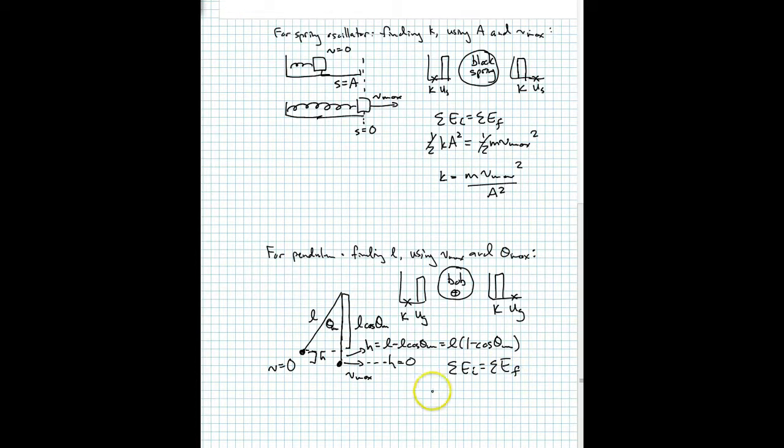So at the beginning we have that gravitational potential energy, mg times the height, which is L times 1 minus cosine theta max, equals at the end just the kinetic, 1/2 m v max squared. So I'm solving for L, the m's go away, doesn't matter what the mass of my pendulum bob is. And I'll solve for L. So it's v max squared divided by 2 g times 1 minus cosine theta max. And that'll be my length.